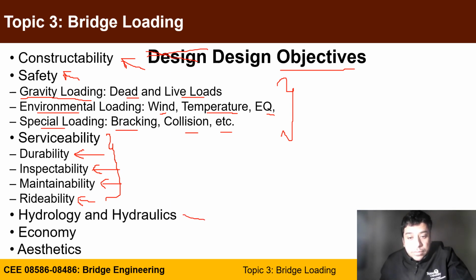Our objectives also include ensuring hydrology and hydraulics, because bridges oftentimes pass through water channels. We also need to build an economical bridge. The number of bridges in the US is more than 600,000. We cannot build an iconic bridge for every single bridge, so we have to do economical design and also ensure the appearance and ethics.